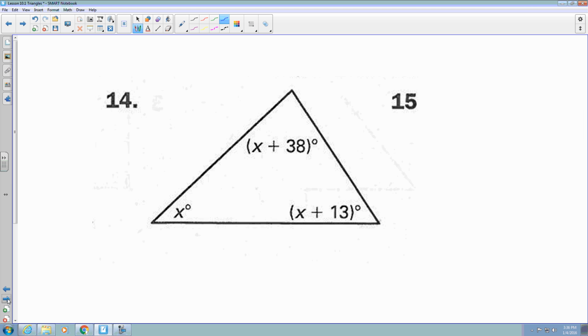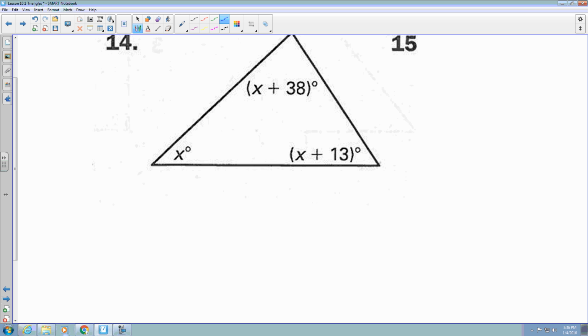You're going to be asked to do some problems where you have a variable in several spots, and in some instances they're asking you to just find the variable x. Sometimes they're asking you to find all three angles of the triangle. So we'll do both. In this case, I have x degrees, x plus 13 degrees, and x plus 38 degrees. From the previous pages, we know that when we add up all of these angles, we are going to get a sum of 180 degrees.